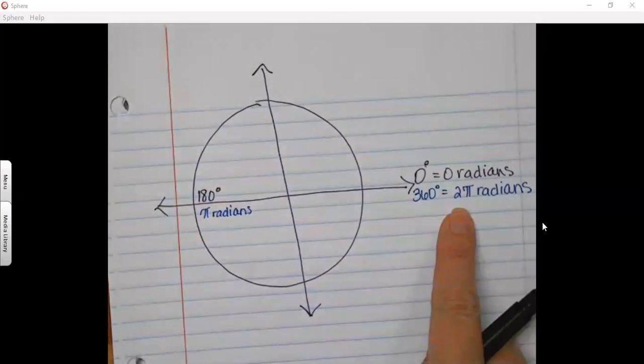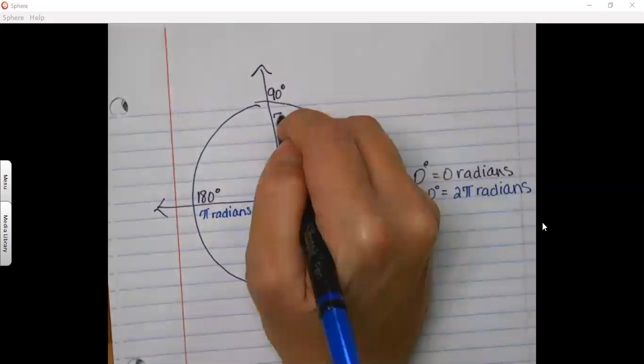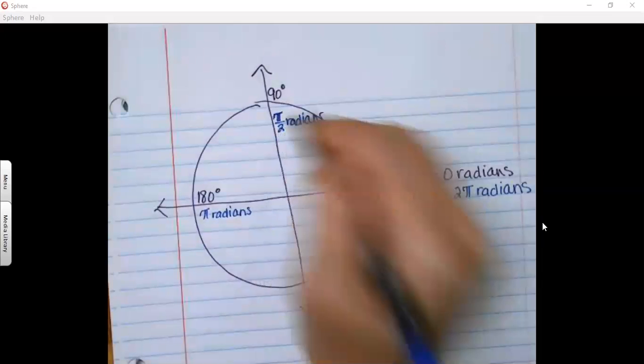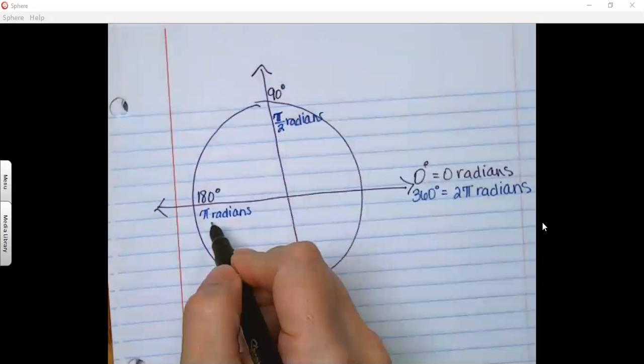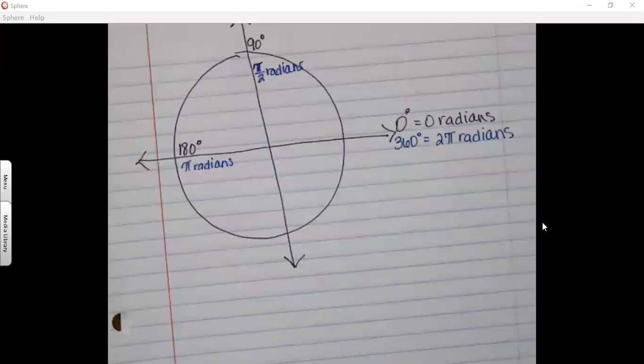So what do you think 90 degrees would be? How many radians? Half. So pi divided by 2, we usually say pi halves radians. Pi halves, because it's pi divided by 2. 180 degrees divided by 2 gives me 90 degrees, so pi divided by 2 gives me pi halves radians. All right, well, does anybody know the angle measure down here? 270 degrees.